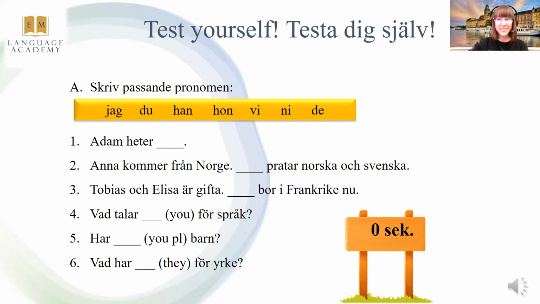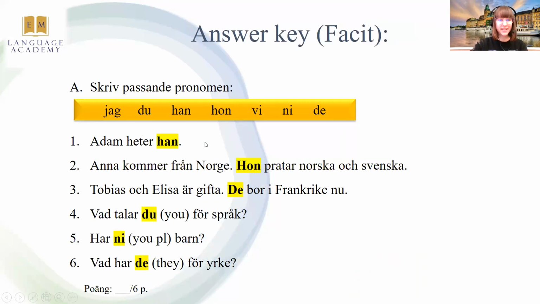Okay, again the answer key time, right? Aha. Adam heter han, because the name Adam is a male name. Then Anna kommer från Norge. Anna is a she. Hon pratar norska och svenska. Anna comes from Norway. She speaks Norwegian and Swedish.